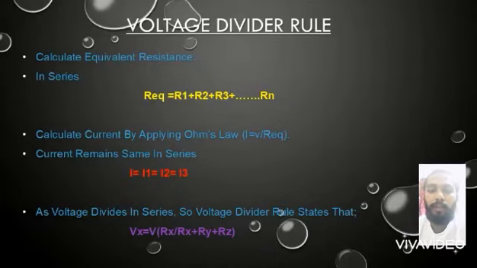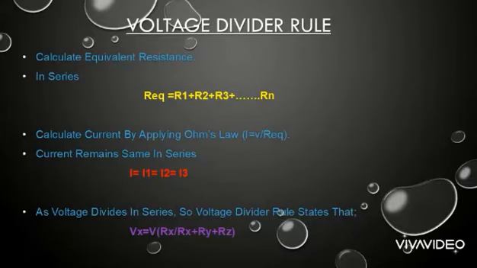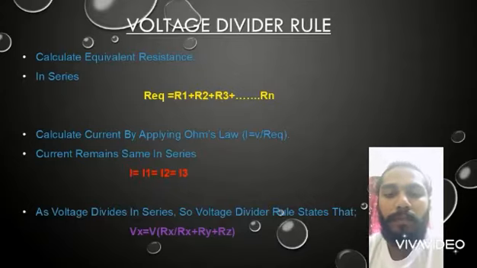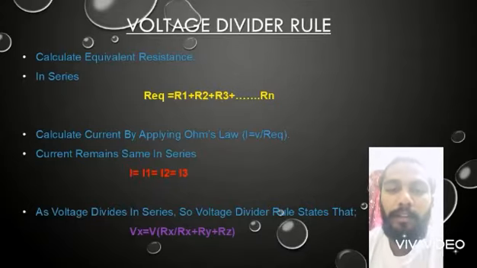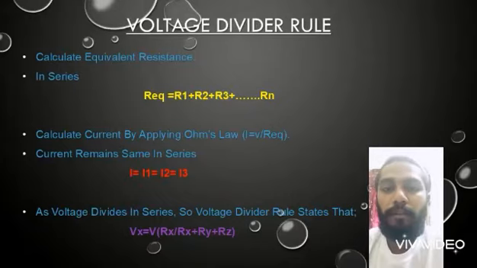Then the current remains the same in series, like I_S equals I1, I1 equals I2, I2 equals I3, following like that. Then as a voltage divider in series, the voltage divider rule states that Vx equals V times Rx over Rx plus Ry plus Rz. So the next slide will be an example of a voltage divider circuit.